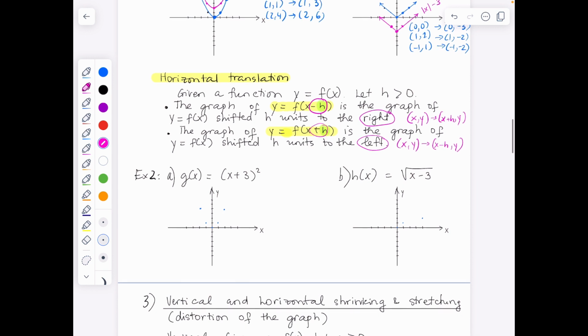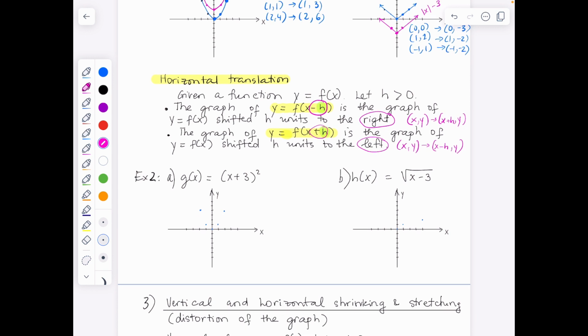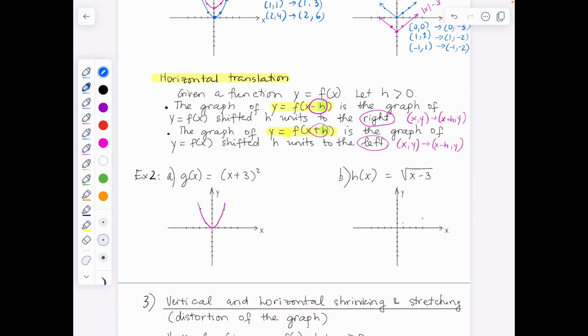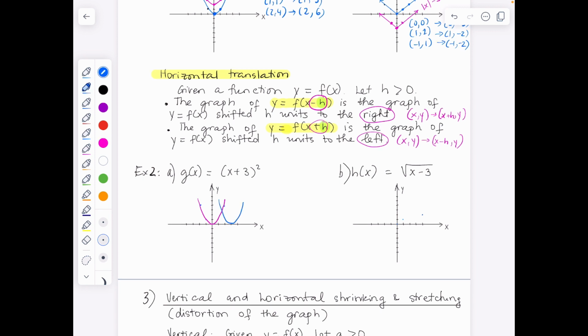Okay, so let's do this example. So just to give you an idea of what's going to happen, let's say we have the parent function being a parabola. Shifting left or right will mean that the parabola will be on this side or on this side. Okay, so that's what we're going to see. So part A, we have x plus 3 squared. First of all, determine that the parent function here is the x squared function. So let's just put it here.